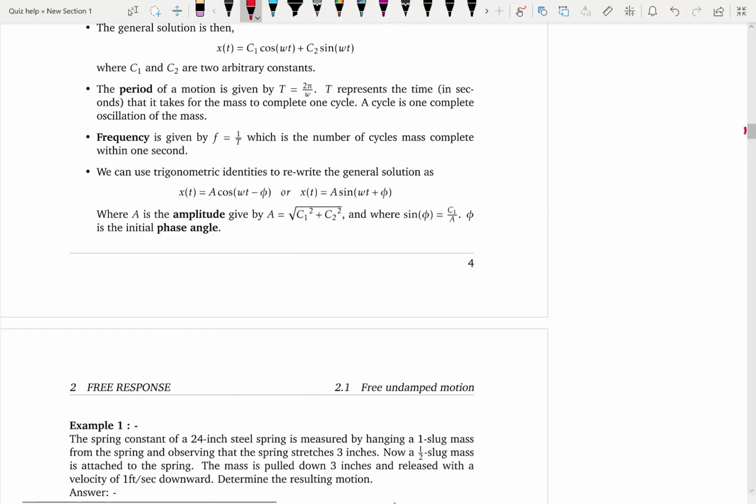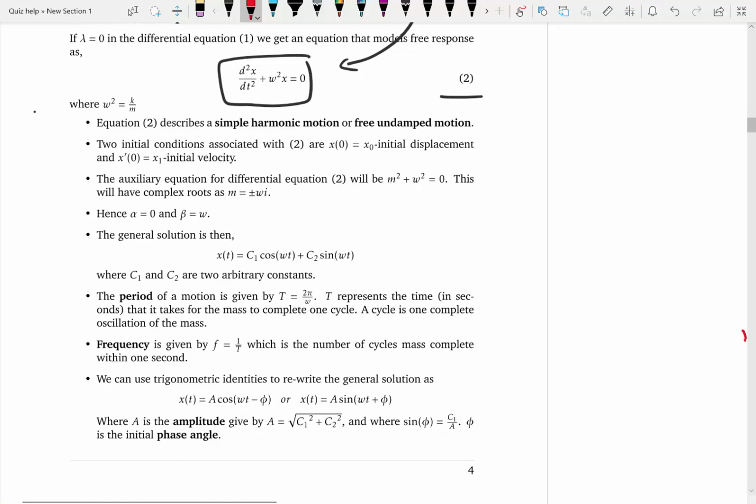Okay, let's go to our differential equation model. Now we know the motion is going to go on forever. That's the application. Now how do we solve this model? What is the method you use? Well, this is a homogeneous second order differential equation, so you can use the auxiliary equation method, right?